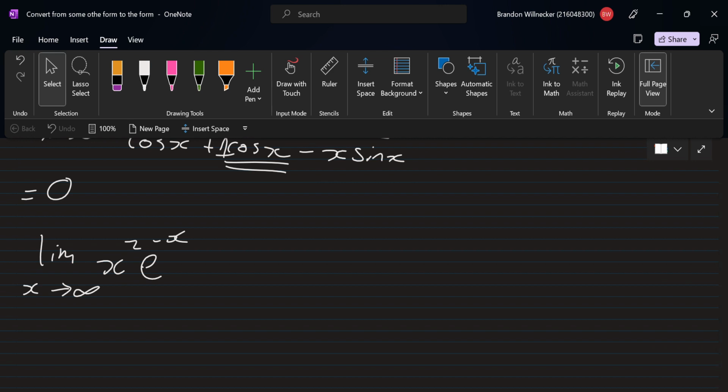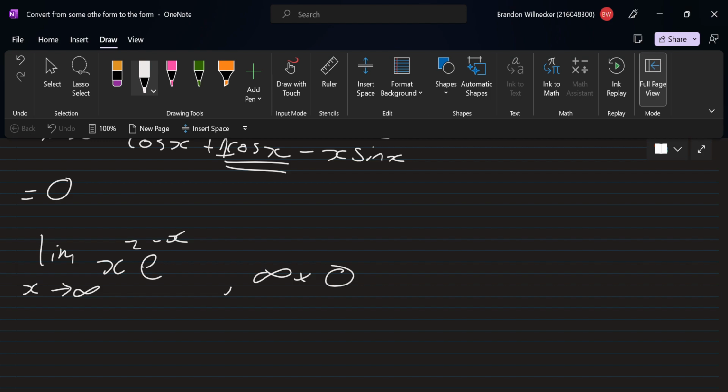Okay, so we have the limit as x goes to infinity. We've got x squared times e to the minus x. X squared, if x goes to infinity, that's going to be infinity. E to the minus x, as x goes to infinity, that becomes 0. So we've got the form infinity times 0. Now we don't want that, so we can't use L'Hopital's rule. So we need to change this to become either 0 over 0 or infinity over infinity.